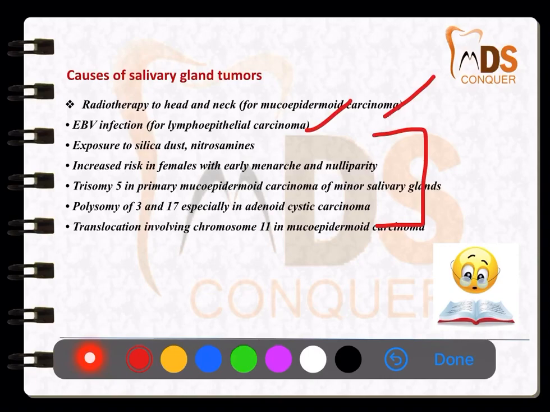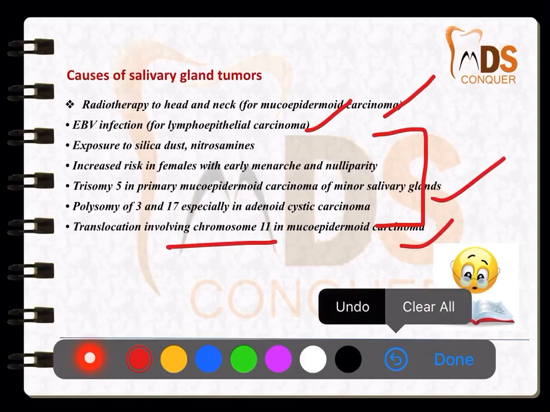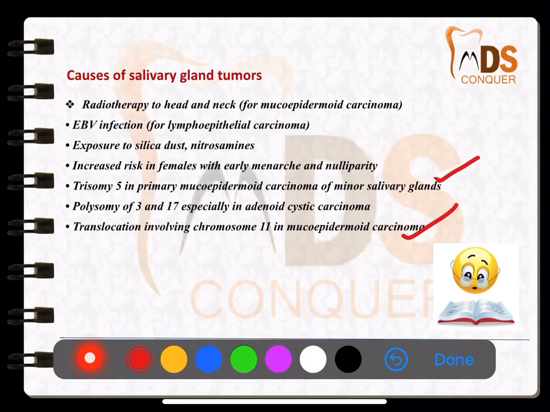Apart from that, these are the other causes. It could be exposure to silica, increased risk in females with early menarche, trisomy 5 in primary mucoepidermoid carcinoma of minor salivary glands, and translocation involving chromosome 11 in mucoepidermoid carcinoma. These two are related to mucoepidermoid carcinoma, and polysomy of chromosomes 13 and 17 is seen in adenoid cystic carcinoma. So these are the various causes. Just have a look.